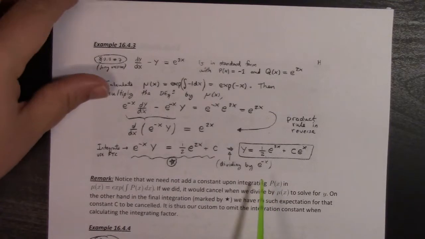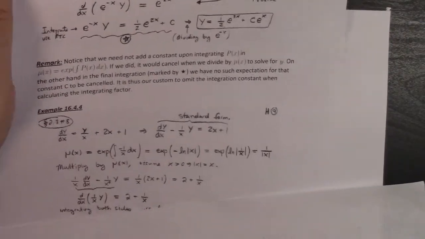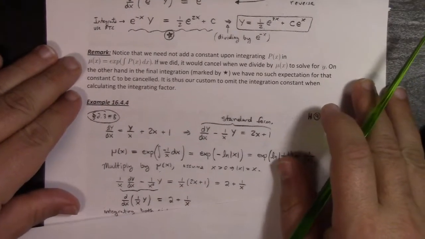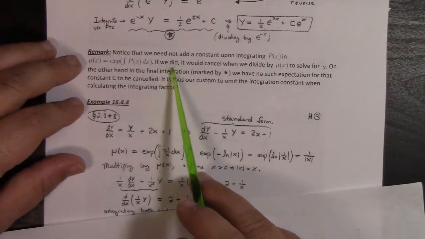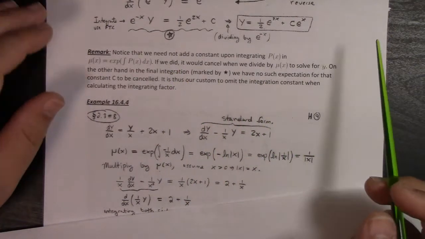Now, one of the things you might have noticed here is that I have not been adding constants to the integration for the integrating factor, and there's a good reason for that. If we did add a constant, it would just correspond to multiplying the whole differential equation by e to that constant, and that would just cancel out anyway, so there's no need.